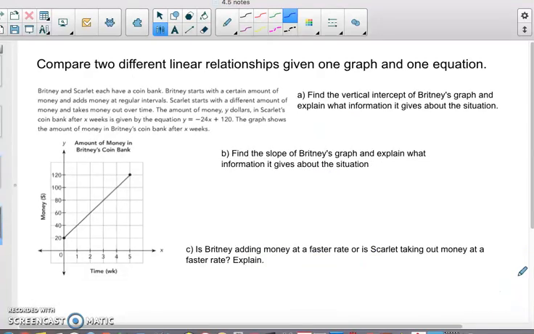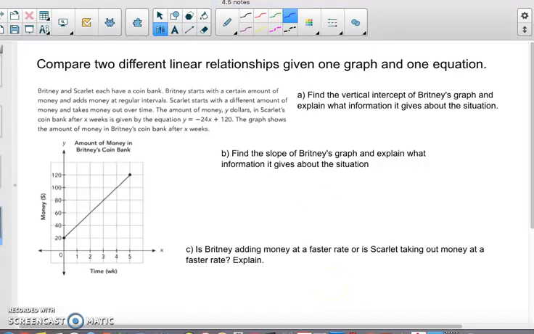One last example is comparing two different linear relationships where we have one as a graph and one as an equation. So Brittany and Scarlett each have a coin bank. Brittany starts with a certain amount of money and adds money at regular intervals. Scarlett starts with a different amount of money and takes money out over time. The amount of money, y dollars, in Scarlett's coin bank after x weeks is given by the equation y equals negative 24x plus 120. The graph shows the amount of money in Brittany's coin bank after x weeks.